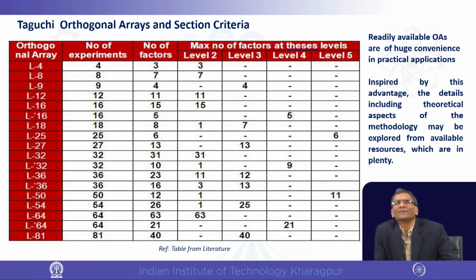It says that if there are maximum 7 factors at level 2, 8 experiments can manage. Normally it would have been 2 to the power 7 experiments, a full factorial had to be carried out, but Taguchi has devised a chart, a table, where with only 8 experiments we would get similar, reliable results.